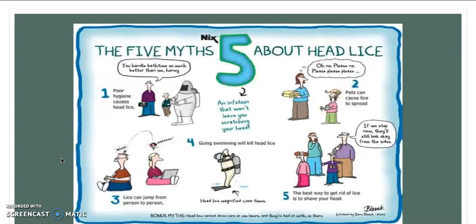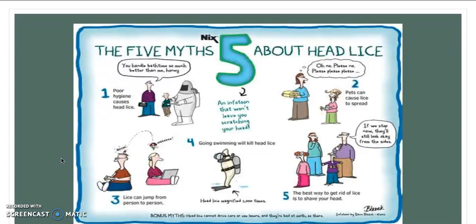And another myth is that pets can cause lice to spread. So that is not true. You cannot get lice from your pets or anything like that. They do not feed off of pets.